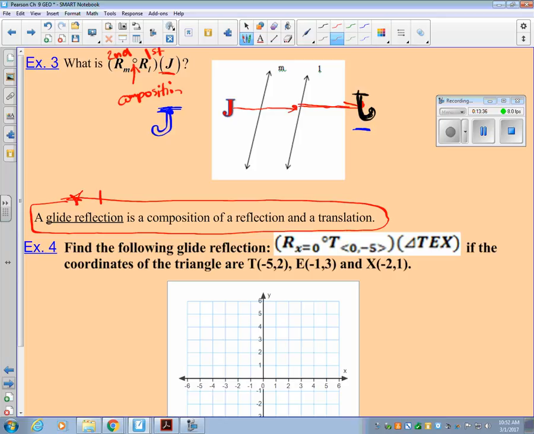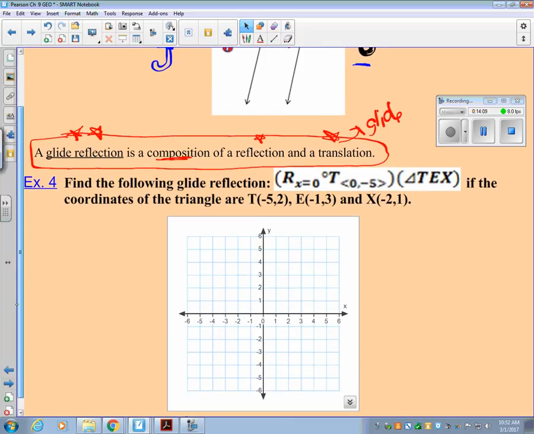A glide reflection has one extra word than the regular word reflection. That means it's a composition of a reflection and a translation. The translation is like the glide part. We're just gliding it over and then reflecting. So we glide and reflect. That's a little dance move, a little Fred Astaire and Ginger Rogers beautiful dance move.